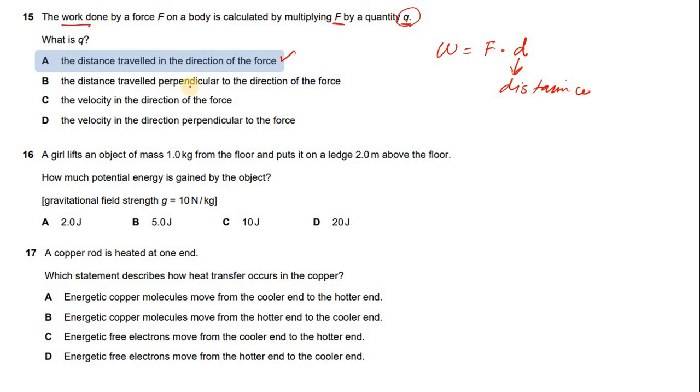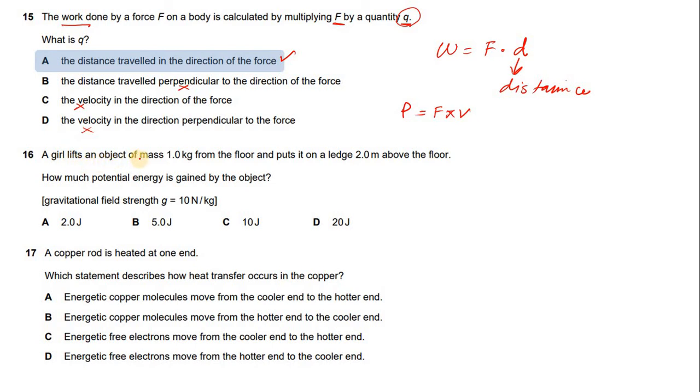B, the distance traveled perpendicular. No, if distance is perpendicular, then there will be no work done. So work will be 0 if distance is perpendicular to the direction of the velocity, so there's nothing to do with the velocity. Because if you multiply force with the velocity, it is not work done. This is power. Okay. So option is A.